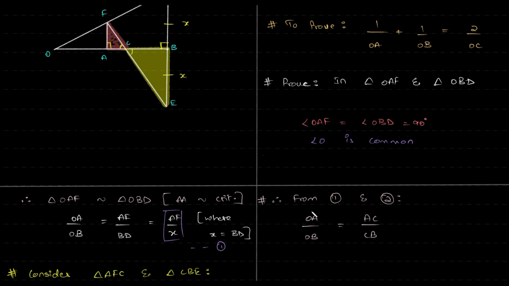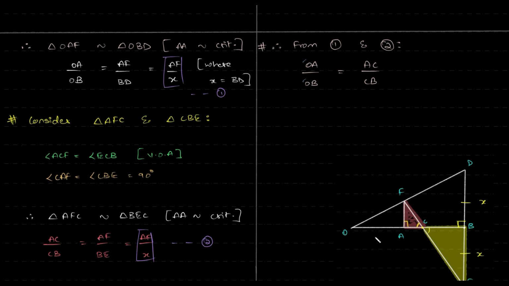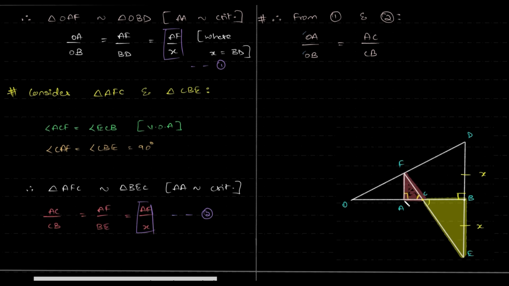I hope you guys are able to think how to get it. OA and OB is already there, right? Over here. So it will not touch this. It will touch AC and CB. So regarding AC, what do we have? AC is nothing but OC minus OA.